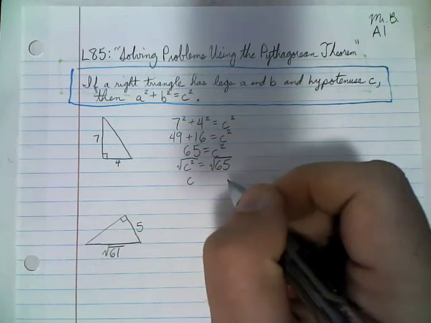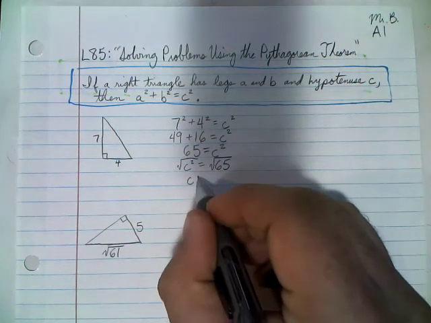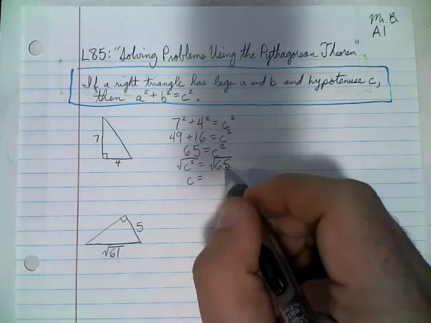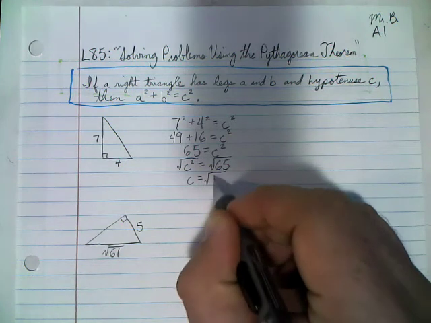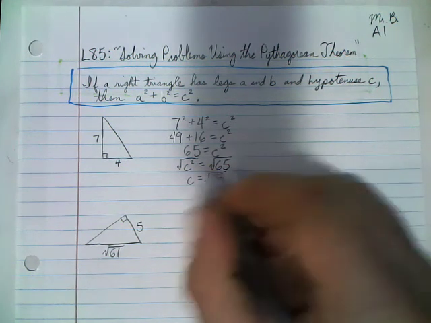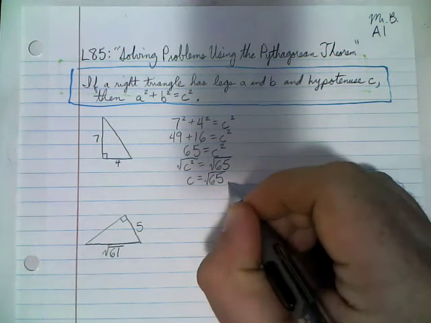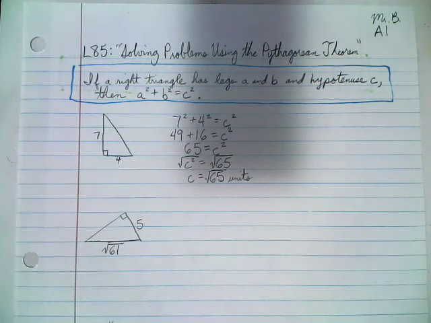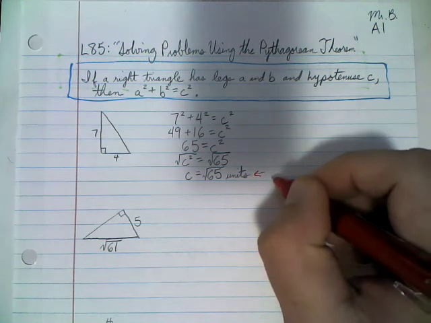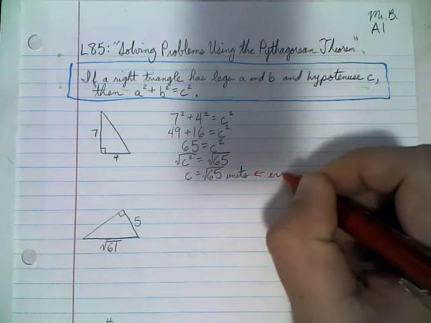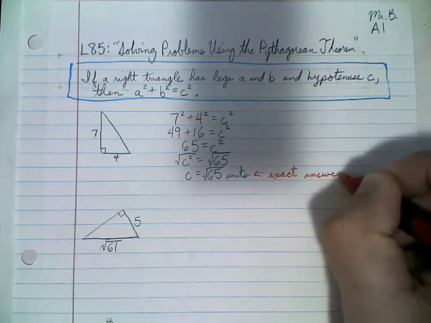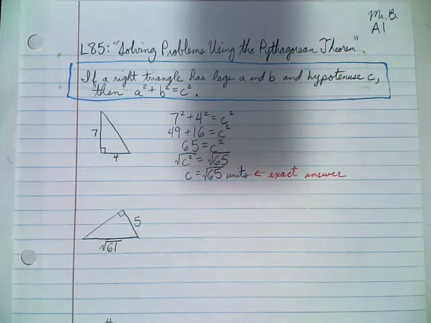And then on the other side, we're going to go ahead and find the answer. There is no nice square root of 65, so I'm just going to leave that: square root of 65. And since I don't know if this is inches or centimeters, we're going to write the word units as a placeholder. So this, ladies and gentlemen, right now is the exact answer.